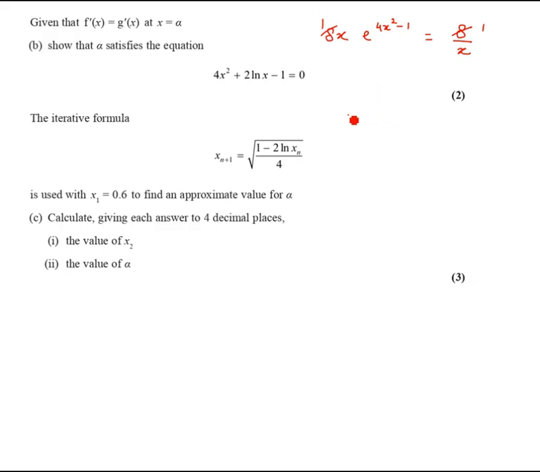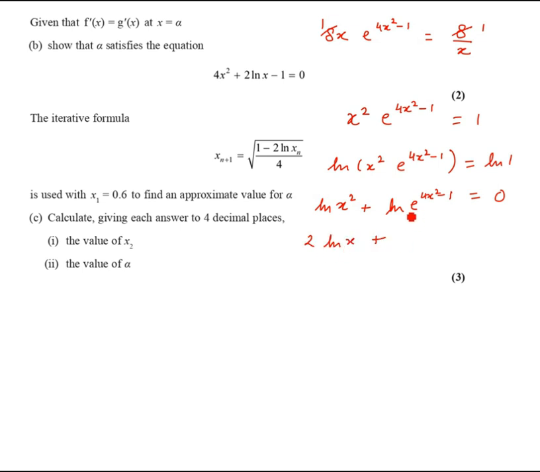And we multiply x on both sides, so this will give us x square e to the power 4x square minus 1 equals 1. Now we take ln on both sides, so ln x square e to the power 4x square minus 1 equals ln 1. Now ln 1 is 0, and here we can apply ln a times b equals ln a plus ln b. So this becomes ln x square plus ln e to the power 4x square minus 1. Ln x square becomes 2 ln x plus ln e to the power 4x square minus 1 becomes just 4x square minus 1. Ln e will be 1 equals 0. If we rewrite this, then this becomes 4x square plus 2 ln x minus 1 equals 0. So that's what we were meant to prove.